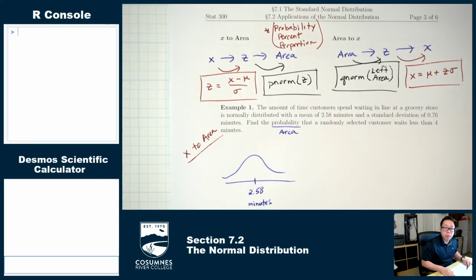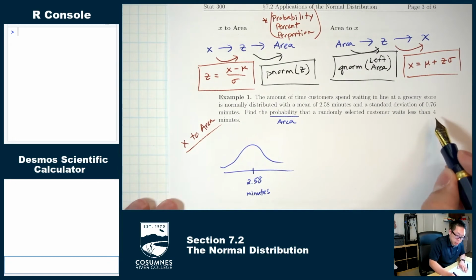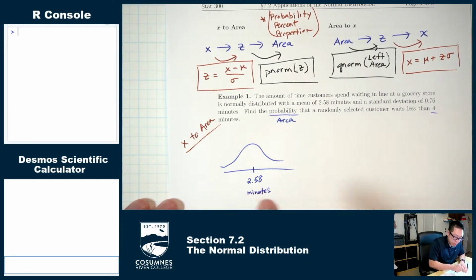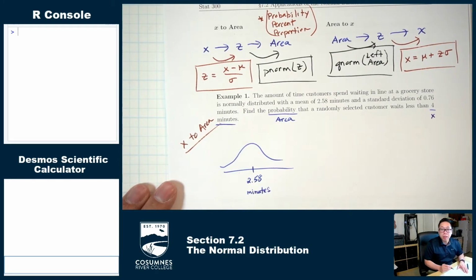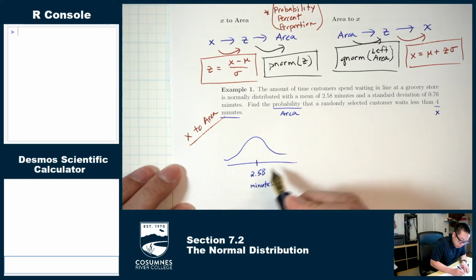And then I'm going to put the rest of the numbers on my picture. Standard deviation, you don't have to put on your picture, so don't. I need to put the 4, though. This 4 is 4 minutes, and minutes are on my x-axis. So this 4 is actually an x. The 4 should go over here.